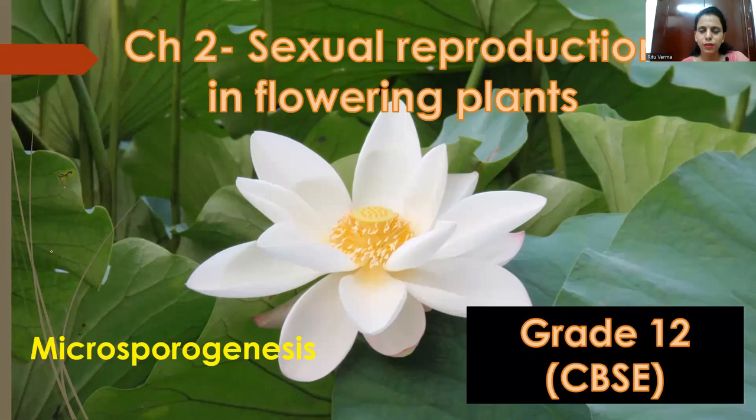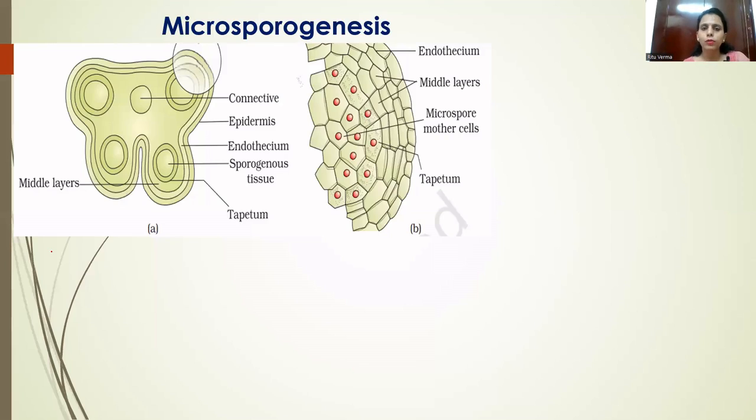Everyone, in this video we are going to learn in detail about the process of microsporogenesis. In the previous video we have discussed the transverse section of the anther, so let's quickly revise that once. We all know that in flowering plants, a flower has a male reproductive structure which is called the stamen.